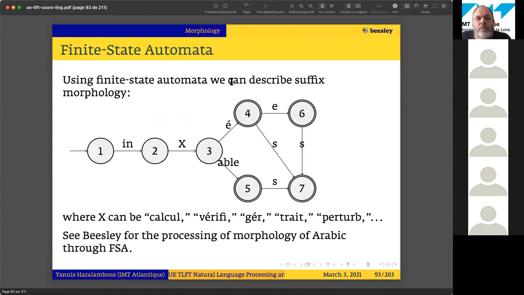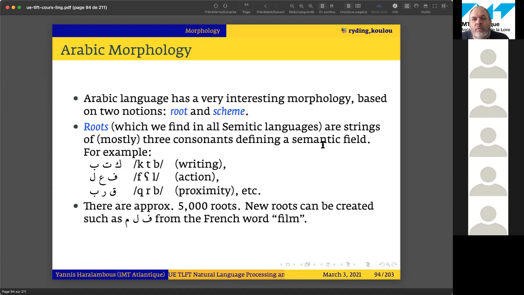And this brings us to the use of finite state automata. This we will talk more about in the second part about symbolic approaches. This is just an application of finite state automata to morphology to show that morphology is very regular and therefore we can model it using very nice tools, very elegant mathematical tools. And then some slides on Arabic.